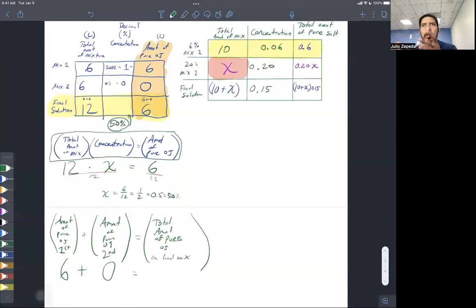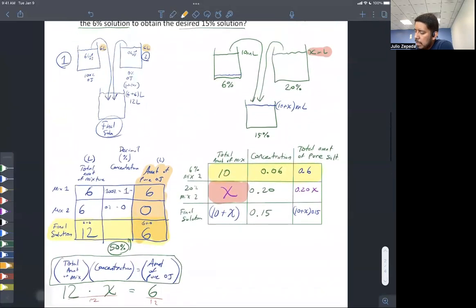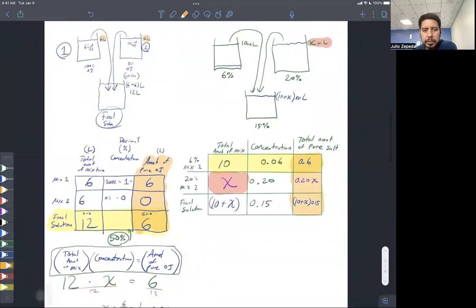But in that mixture, floating around in the 12 liters of final solution, those 6 liters of pure orange juice are still going to be floating around in there. So the total amount of pure orange juice in the final mixture is going to be 6 plus 0. And so we can use a similar idea here. The amount of pure salt in the mixture is going to be just the sum of the amount of pure salt in the first 2 mixtures.